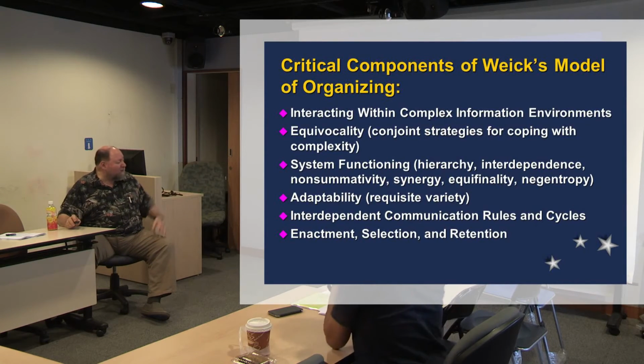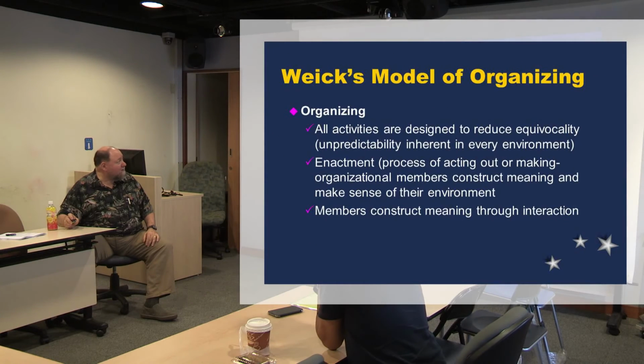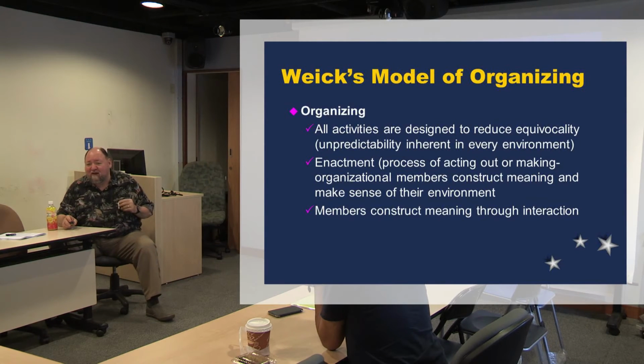And then you engage in the process of enactment, understanding the system, selecting approaches, and retaining them to try to achieve your goals. So it's based on organizing all activities designed to reduce equivocality. Enactment is the process of acting out, or making organizational members construct meaning and make sense of their environment. Members construct meaning through interaction, so you want to promote positive interactions to help people work together. So this is a model that encourages building systems of feedback, building systems of social support.